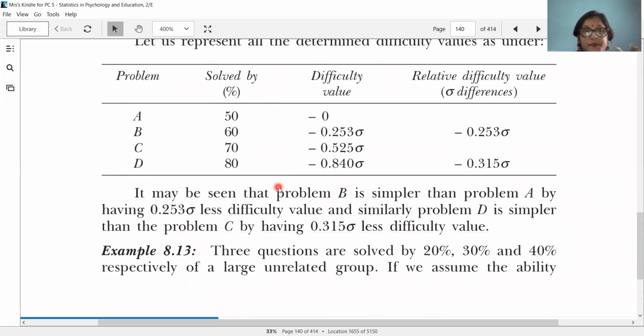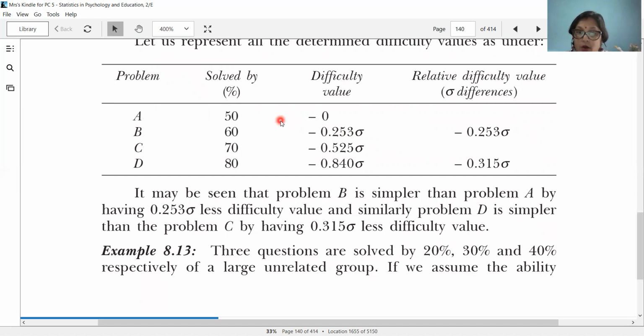So you can write it like this in a table too. Problem A is solved by 50%. Difficulty value will be 0. Problem B is solved by 60%. Difficulty value will be minus 0.253 sigma.